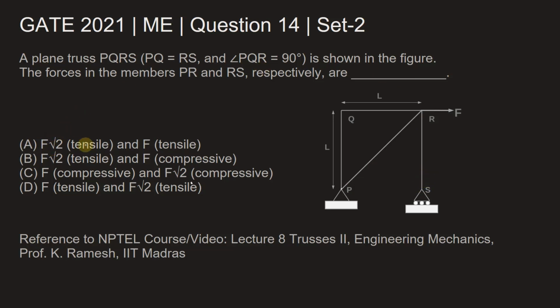The options are F root 2 tensile and F tensile, or F root 2 tensile and F compressive, or F compressive and F root 2 compressive, or F tensile and F root 2 tensile. So we need to find the internal forces in the members PR and RS.